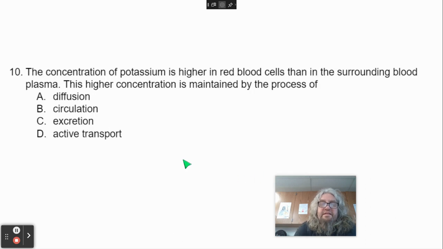Number 10, the concentration of potassium is higher in red blood cells than it is in the surrounding blood plasma. This higher concentration is maintained by the process of A, diffusion, B, circulation, C, excretion, D, active transport.